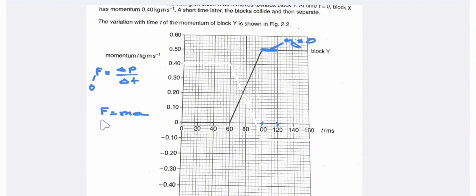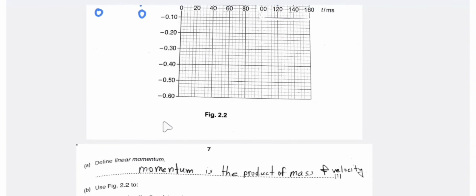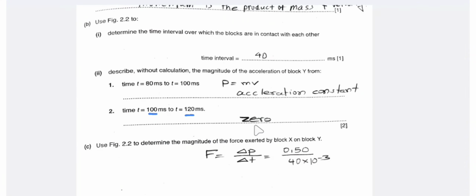So the resultant force is 0. And since the resultant force is 0 and mass is constant, acceleration is also 0. So what happens to the acceleration? The acceleration is 0. Next question: use figure 2.2 to determine the magnitude of the force exerted by block X on block Y.